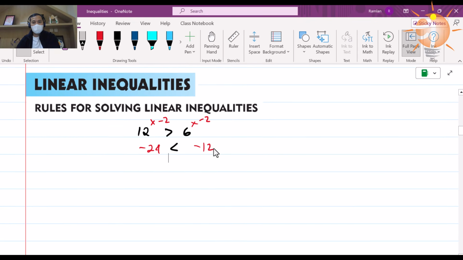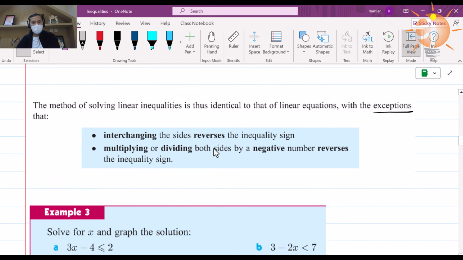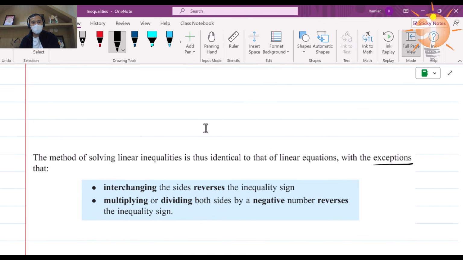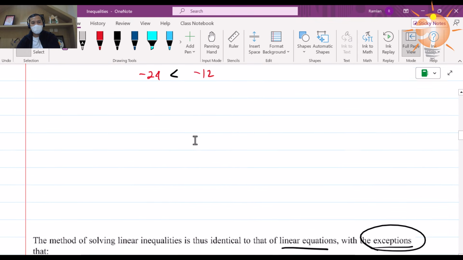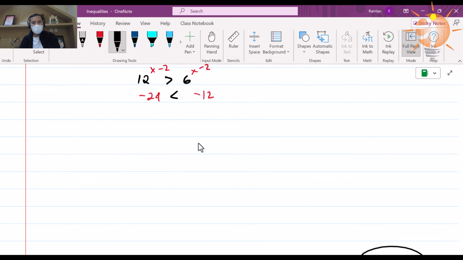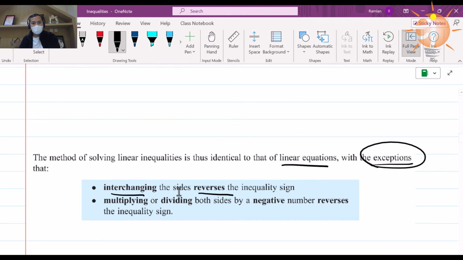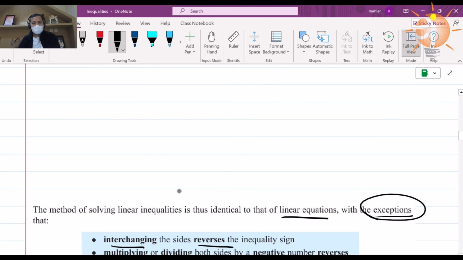So in general, I can say that the method of solving linear inequalities is identical to that of linear equations, with the exception that interchanging the sides reverses the inequality sign. For example, if I want to move the 6 to the other side, the sign will be changing, right? Or if you multiply or divide by negative numbers, it reverses the inequality sign. So I'm going to give you one example.